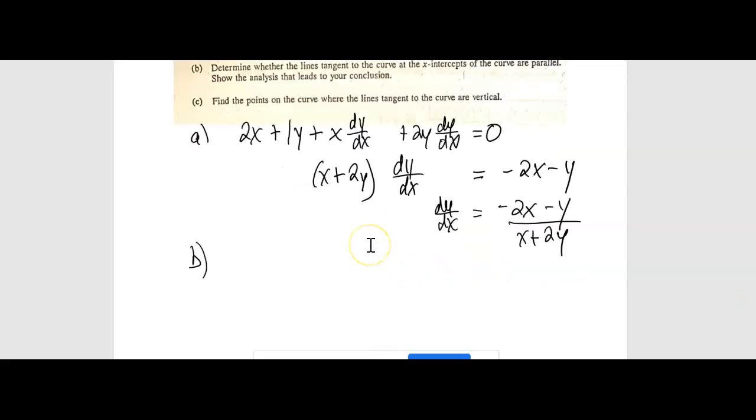Slope pertaining to our derivative. So we already know our derivative, right? So dy dx equals negative 2x minus y over x plus 2y. The problem we have right now is, if I want to figure out slopes, we don't have any points to plug in. What point are we plugging in? Well, the points they want you to plug in are your x-intercepts.